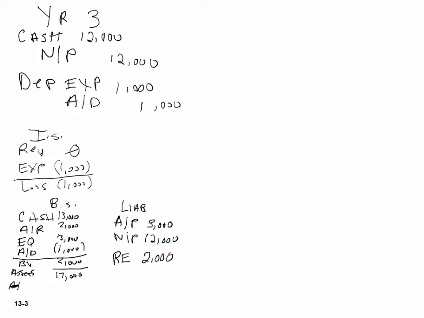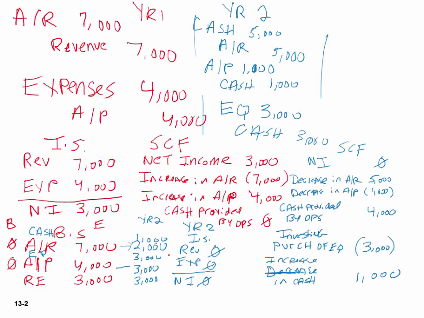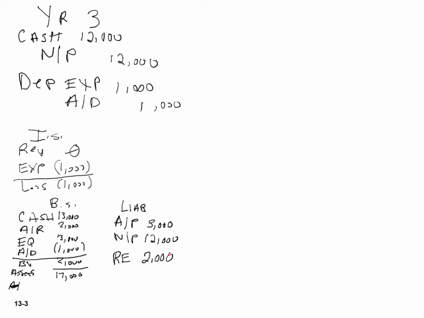Something's not right here. Why is my retained earnings 2,000? Retained earnings was 3,000, wasn't it? So retained earnings is now 2,000 because what? Because I had a loss of $1,000, didn't I? So since I had a loss of $1,000, my retained earnings came down? Right? Okay. So does my balance sheet balance? Yes, it does, right? My liabilities plus my stockholders' equity also equals 17,000, right?